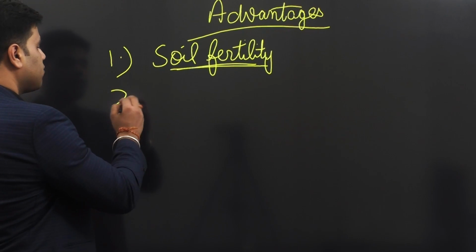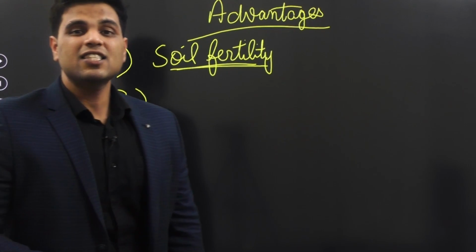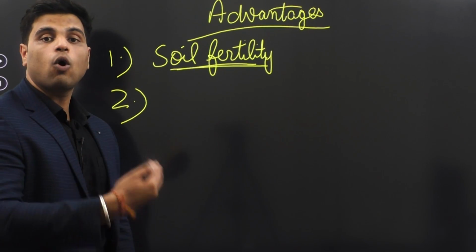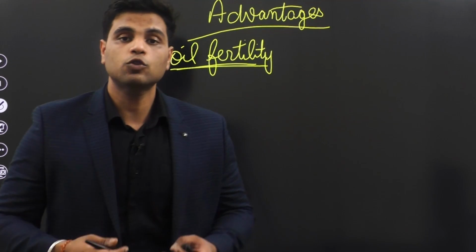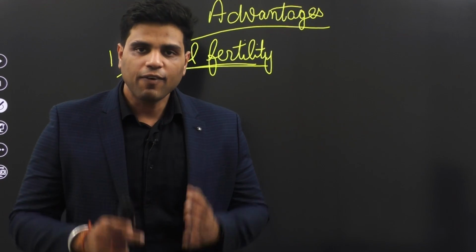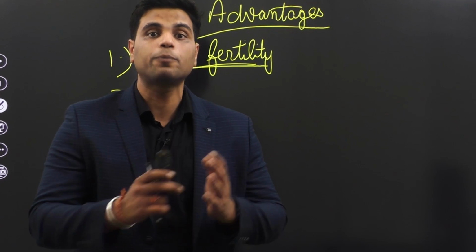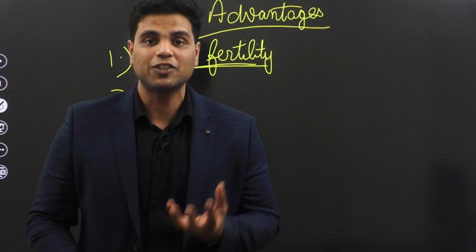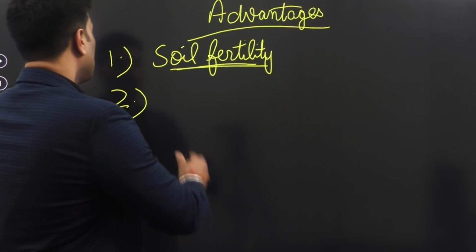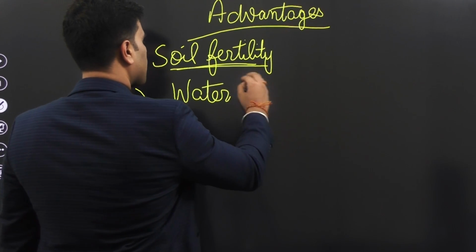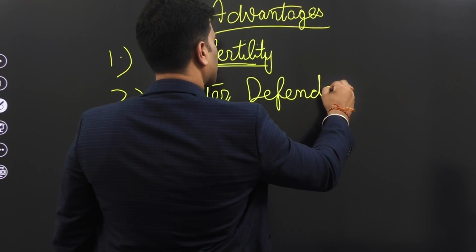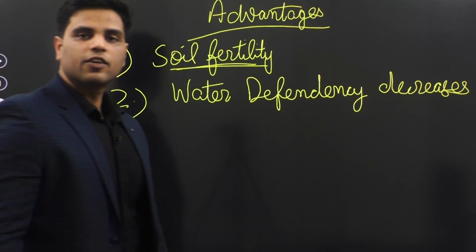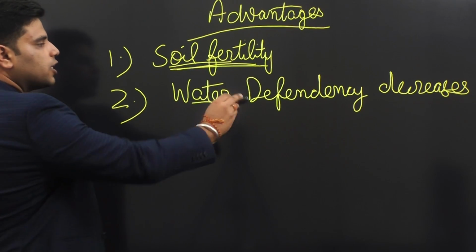Then there is another advantage. You see, rice is very, very water intensive, right? So there is a huge burden on water. Too much water is required for rice farming. If farmers are allowed and given remunerative options to grow other crops, their dependence on water would decrease and we would preserve this precious resource called water. So water dependency decreases, right? So soil fertility improves, water dependency decreases.